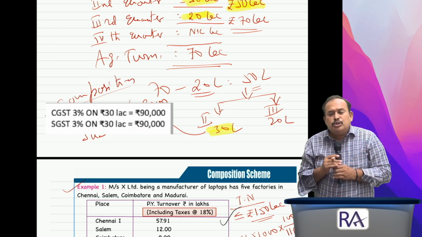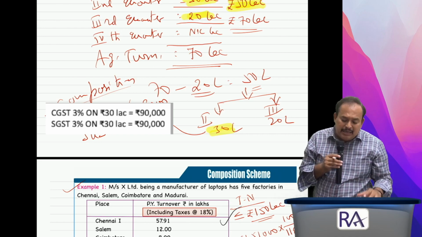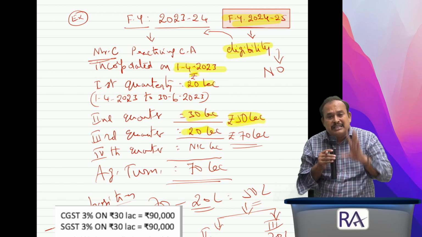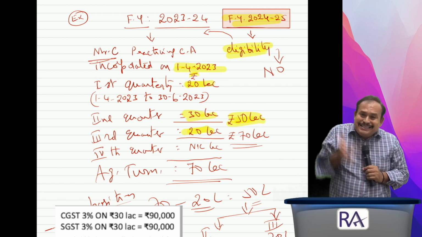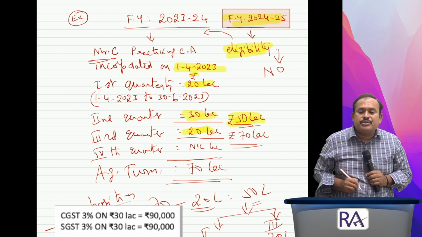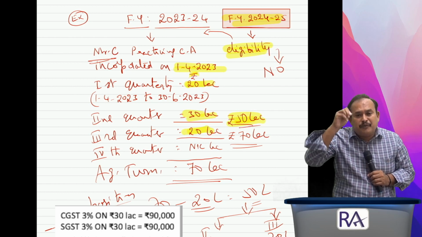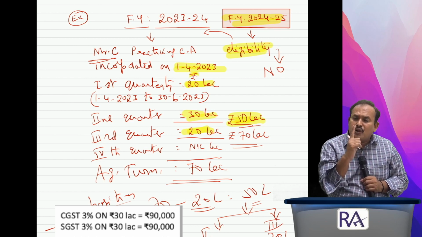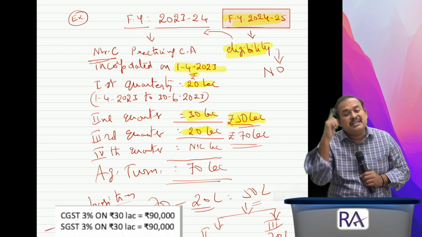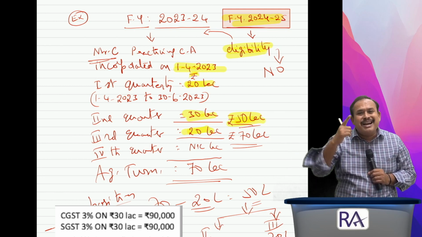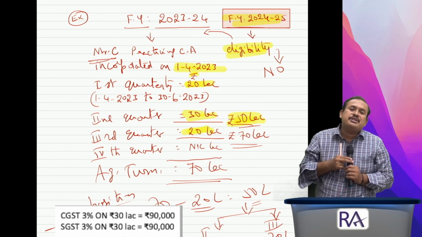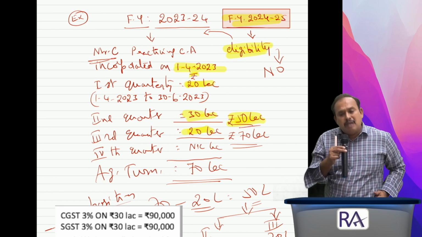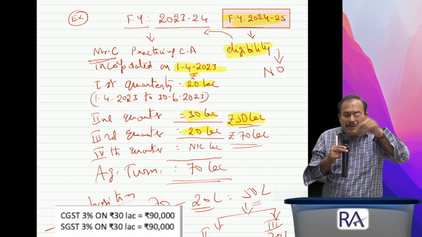Now to have the composition scheme, being a supplier of service other than restaurant, what is the criteria limit? Aggregate turnover for eligibility purpose is 50 lakhs only. Now if in the current year you cross the 50 lakhs, then with immediate effect you should switch over to the normal scheme. You should not wait for the next year to switch over. If you violate any condition of the composition scheme, with immediate effect you are debarred from the composition scheme. You have to intimate the department and go for the normal scheme.